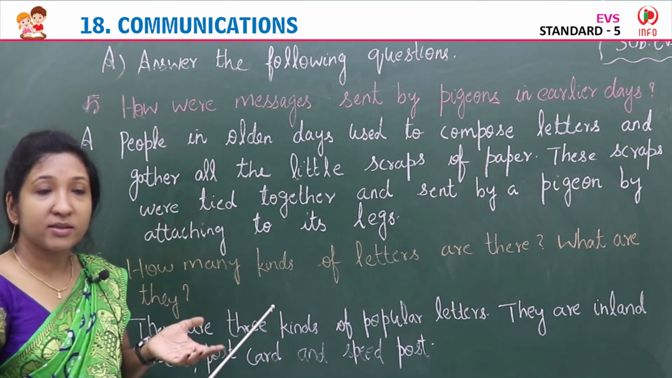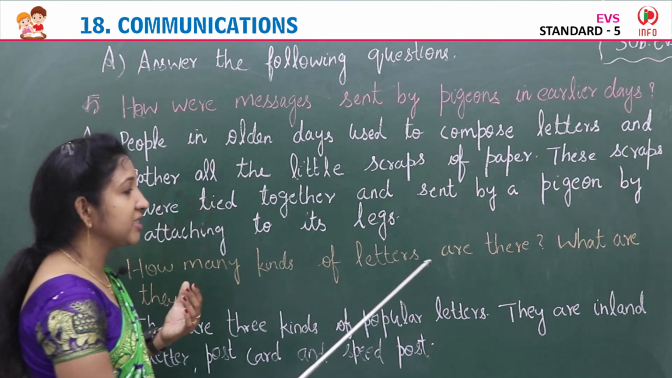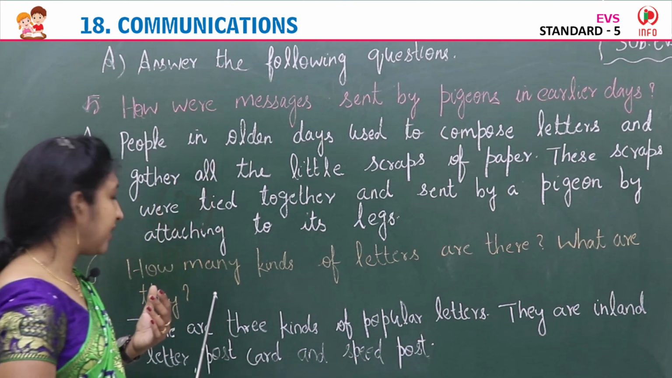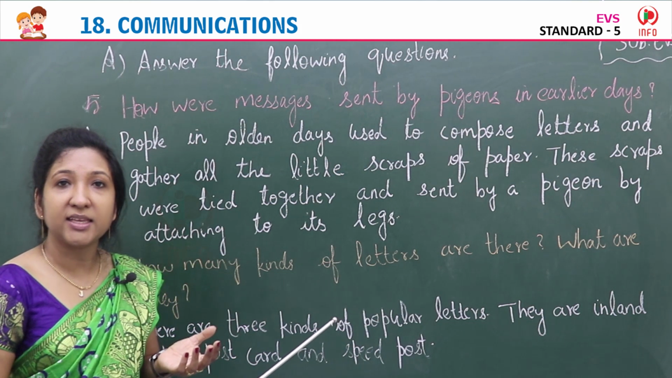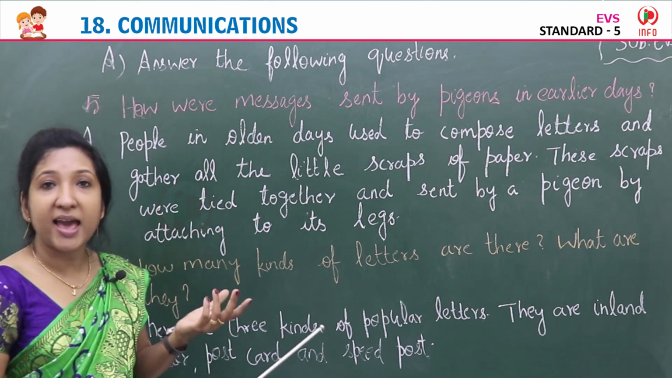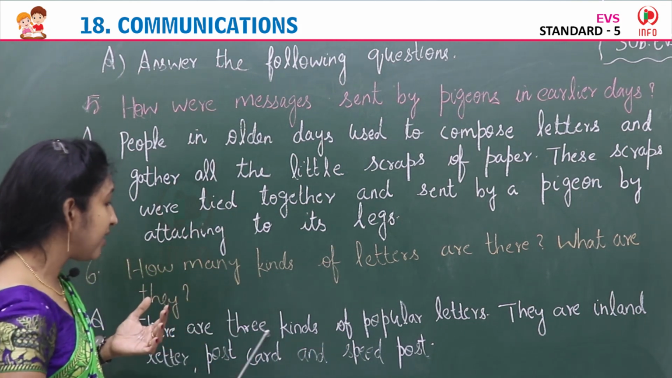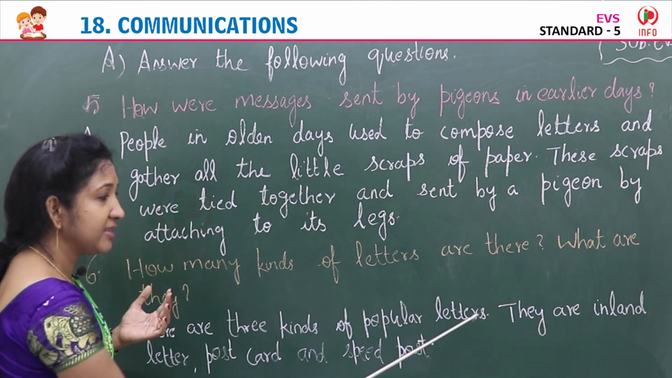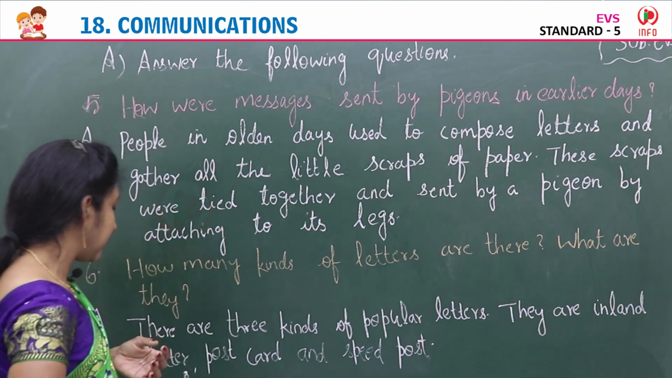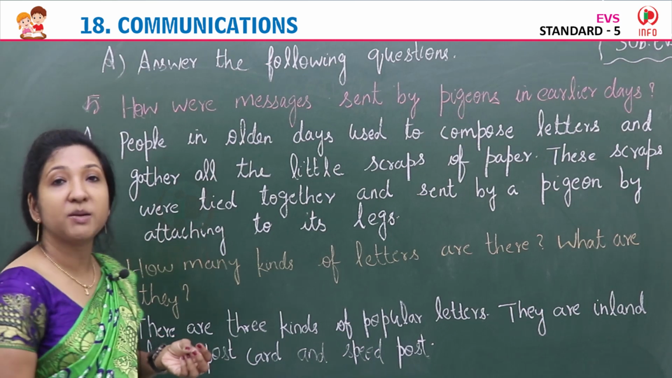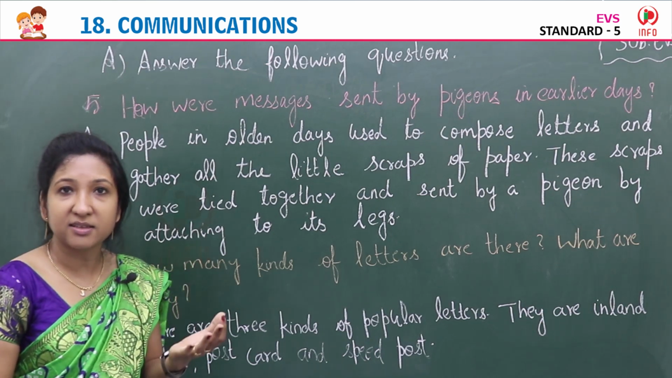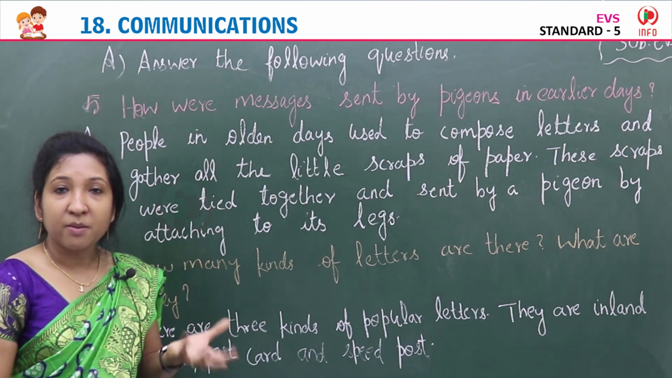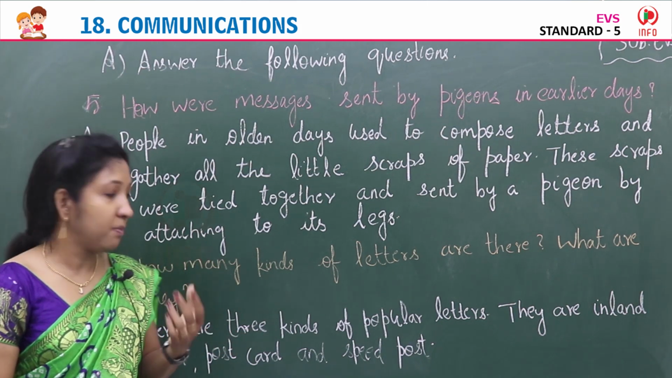Next, the last question is, how many kinds of letters are there? What are they? Yes, there are 3 kinds of letters. Which are they? There are 3 kinds of popular letters. They are inland letter, postcard, and speed post. You learned about these 3 letters. Inland letters, postcard, and speed post.